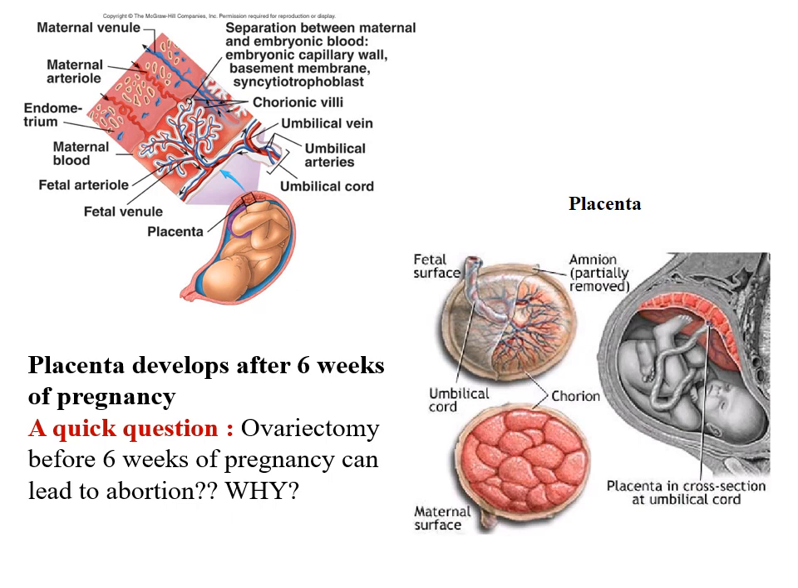So if you perform ovariectomy, removal of the ovaries, before 6 weeks of pregnancy, the placenta is not yet developed. The hormonal support of the uterus was provided by the corpus luteum, and we are removing the corpus luteum. So there is no hormonal support for the uterus, and thereby it can lead to abortion. That's a very important point to note.